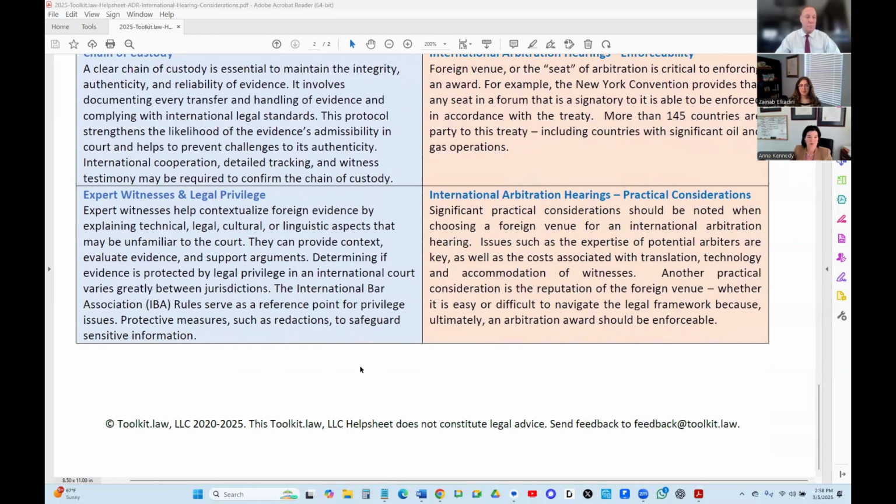And lastly, I'm going to touch on expert witnesses and legal privilege. Expert witnesses help contextualize foreign evidence by explaining technical, legal, cultural, or linguistic aspects that may be unfamiliar to the court, kind of like what Anne touched on earlier. They can provide context, evaluate evidence, and support arguments. Determining if evidence is protected by legal privilege in an international court varies greatly between the jurisdictions. So the International Bar Association rules serve as a reference point for privilege issues. Protective measures such as redactions to safeguard sensitive information are often used.